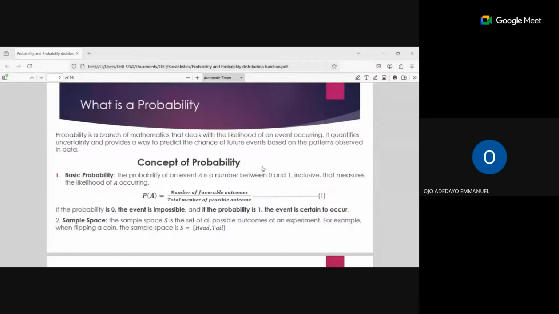the lecture slide so that I can guide us in this concept of probability.